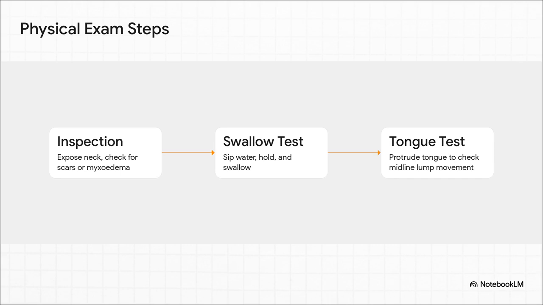Step 2 is the swallow test. You literally hand them a glass of water and say, sip, hold it in your mouth, and swallow, all while you're carefully watching the midline. And finally, Step 3, the tongue protrusion test. Missing even a subtle upward movement during this step could send your entire diagnosis totally off course.